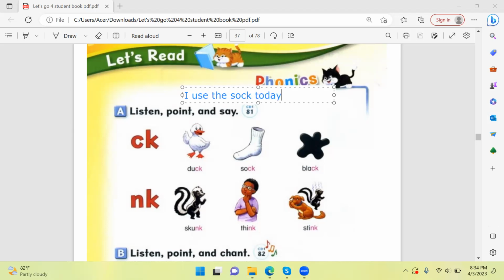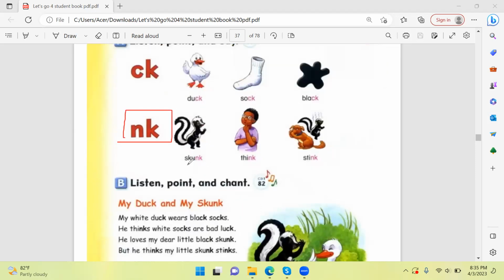How about this one? I use the sock today. Very good. How about this one? The color of my shirt is black. Okay, very good. And how about this one? We have other examples also. Here, this one, we have N and K. Okay, for example, this one.